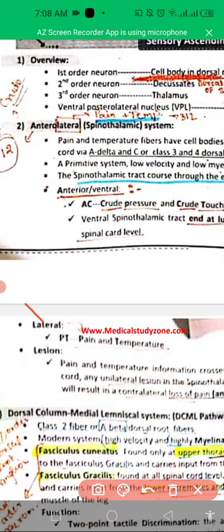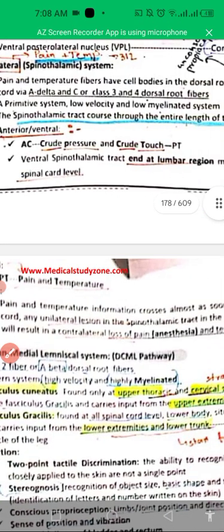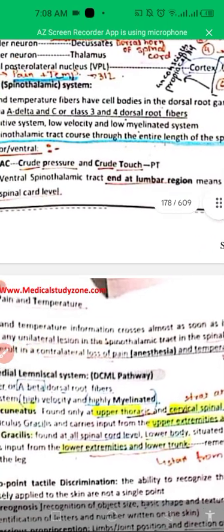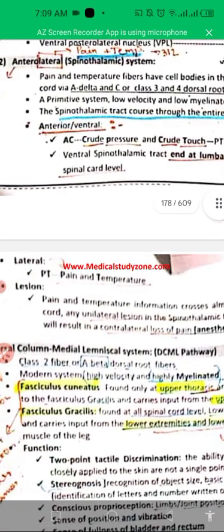The lateral spinothalamic tract controls pain and temperature, and with a lesion in the lateral spinothalamic tract there will be loss of pain and temperature information, and it will result in the loss of pain and temperature on the contralateral side. So in this way you have to keep this in mind.